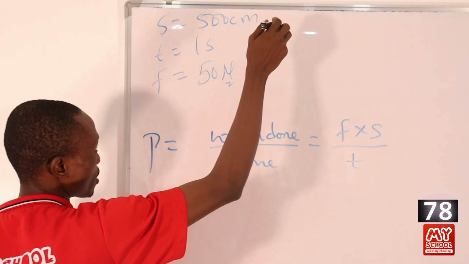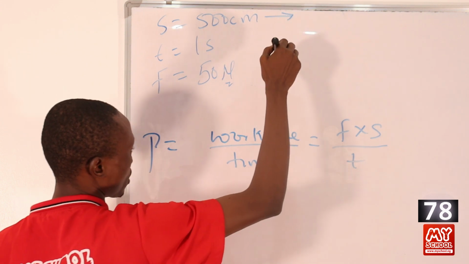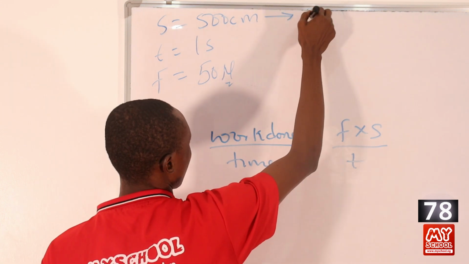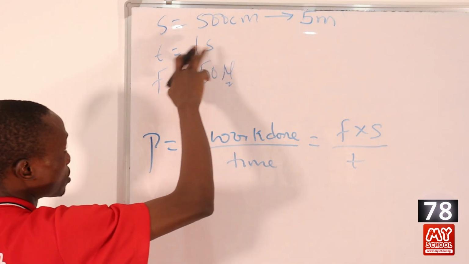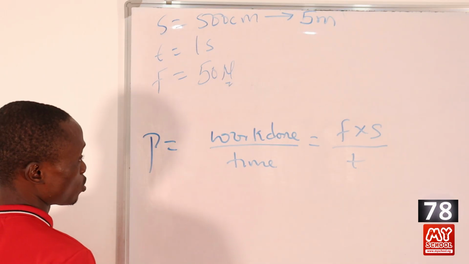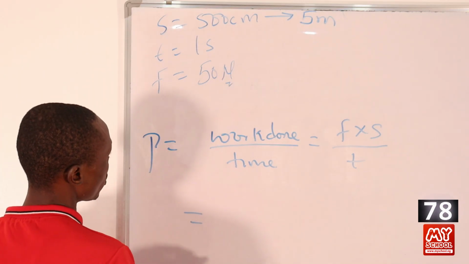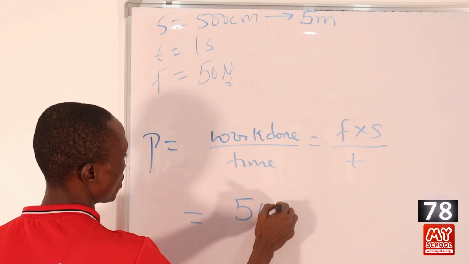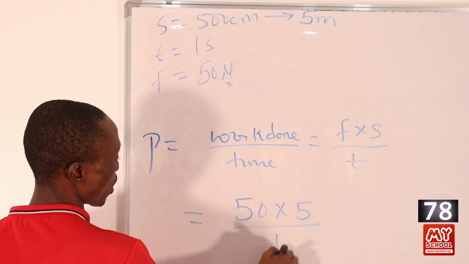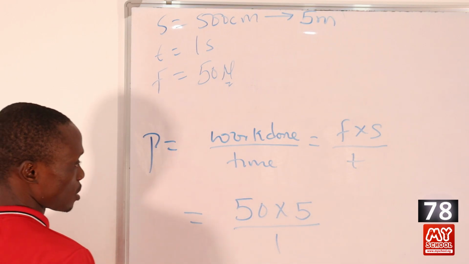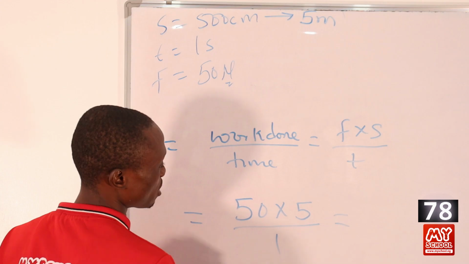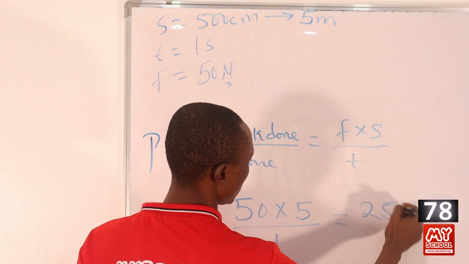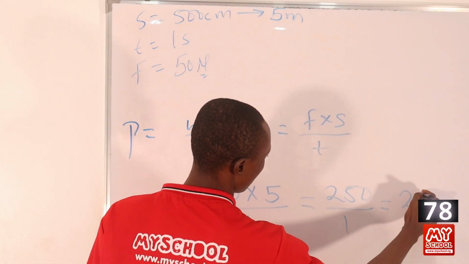So our distance, let's convert it to meter. We just divide by 100, that will be equal to 5 meters. So now that I've gotten our distance in meter, we just substitute into the given formula. Okay, so first here we'll be having 50 times 5, then divided by 1, because the time is just a second. So 50 times 5 will be equal to 250, then divided by 1, it still remains 250.